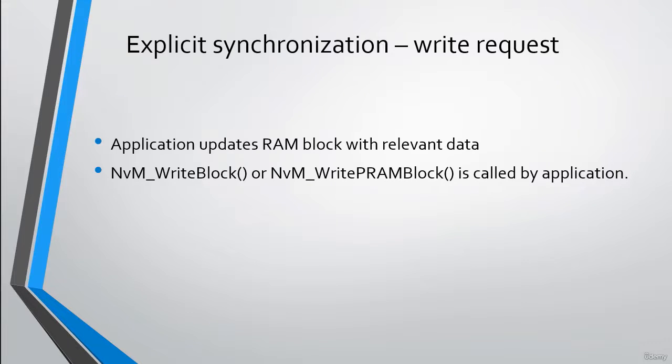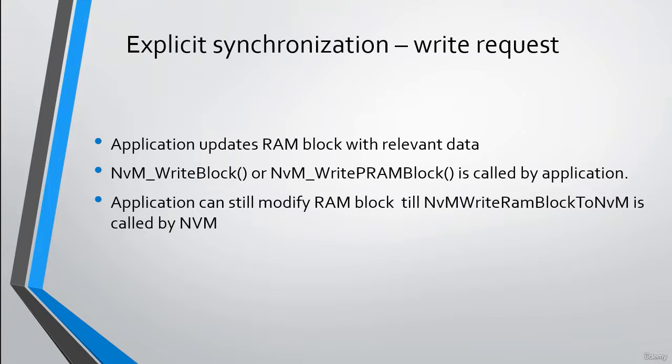Now here is the interesting part. The application can still modify the RAM block till the API NVM write RAM block to NVM is called by NVM. So once the control is passed to NVM, there is still a period of time where we can modify the RAM block, and that is till NVM write RAM block to NVM is called by the NVM module. That is the major difference you can see here: we get some extra time even after writing to the RAM block.